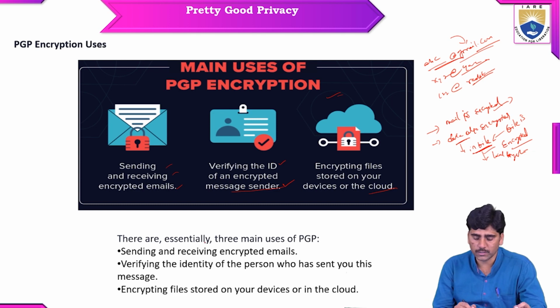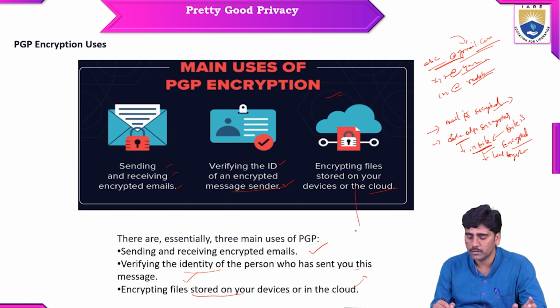So there are essentially these three uses. One is sending and receiving encrypted mails, another is verifying the identity of the person who has sent you this message, and the third is encrypting files stored on your devices or in the cloud. Either files or data from your devices or the cloud, all the data has to be encrypted.